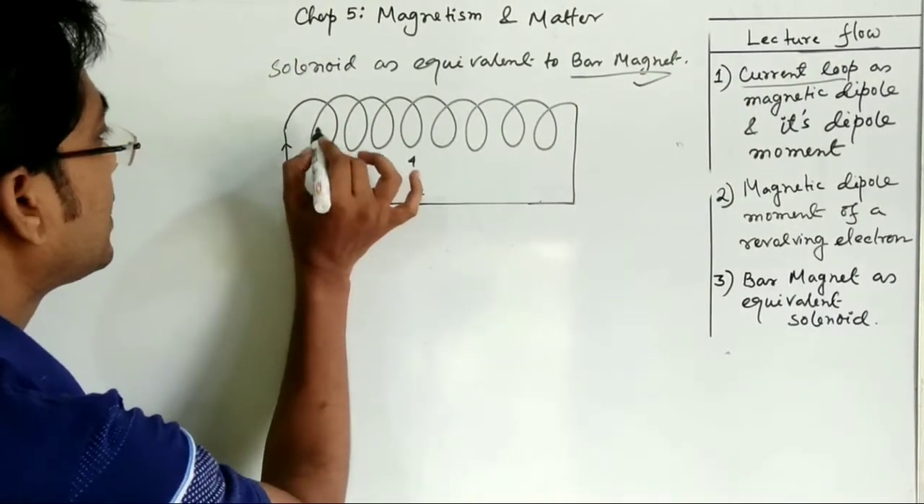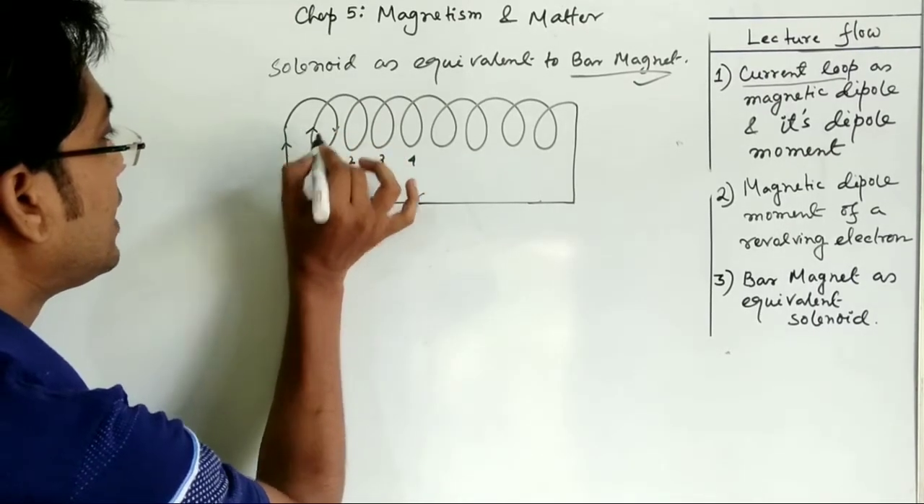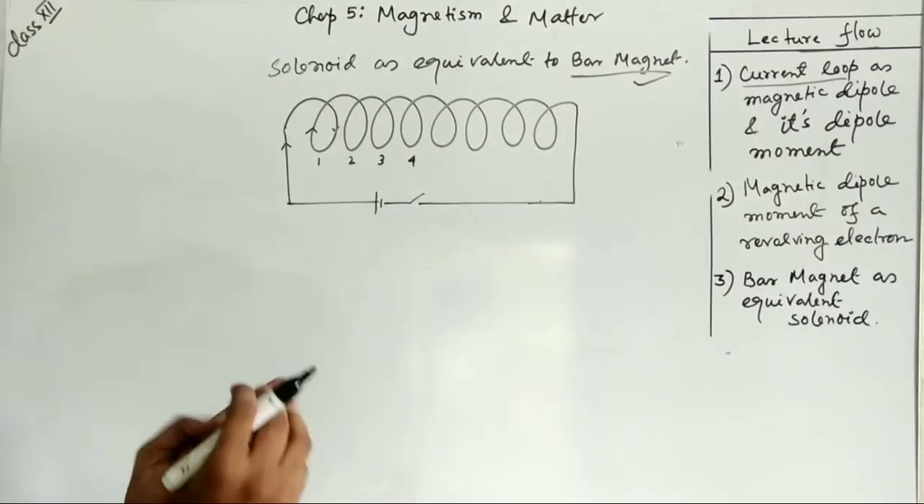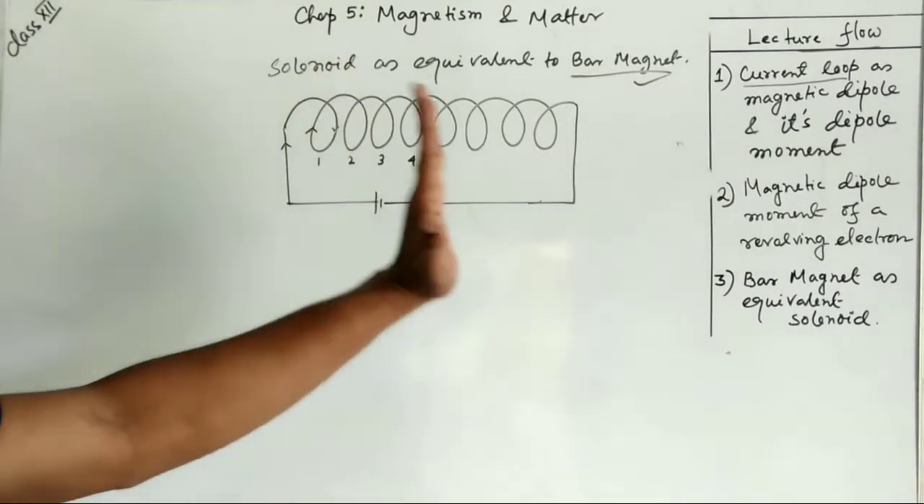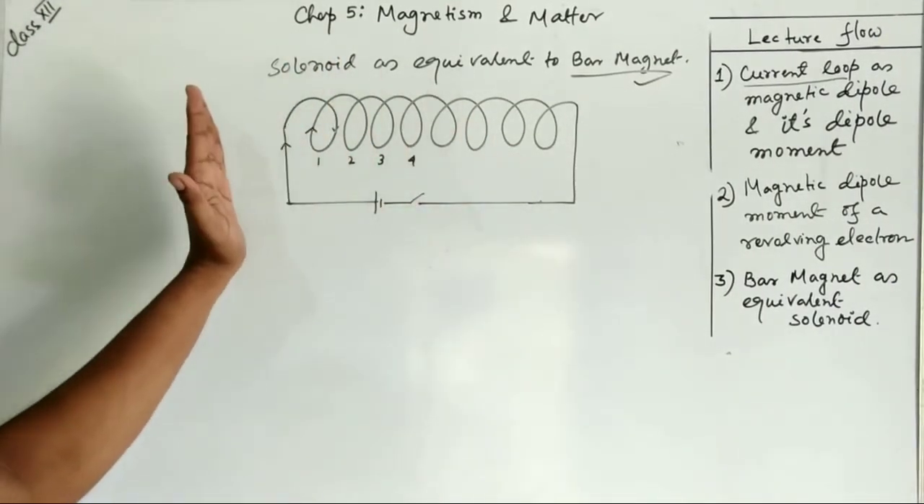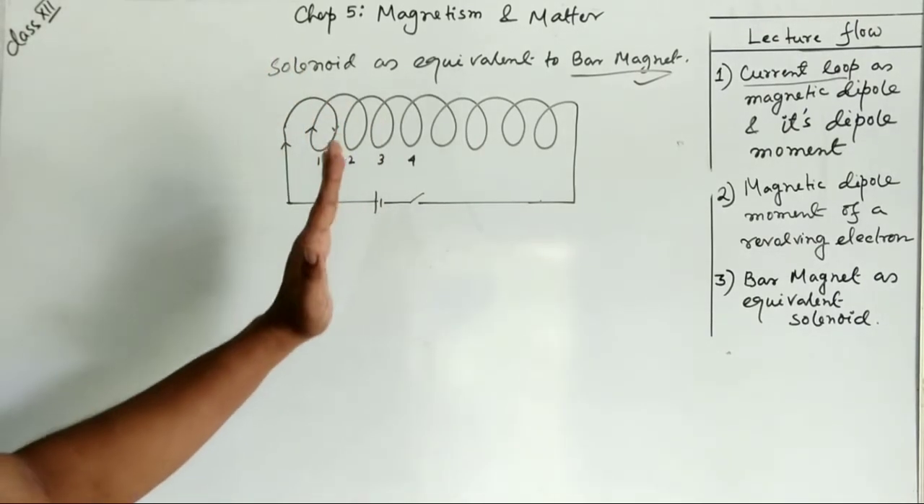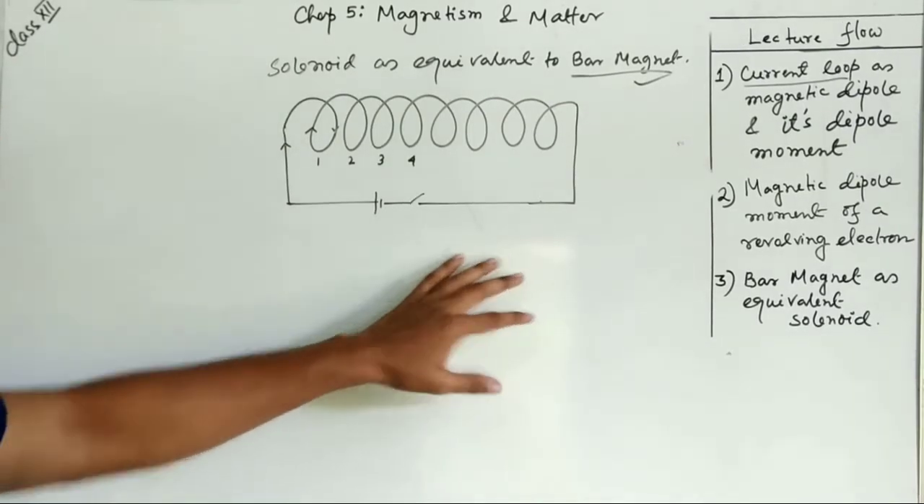So current is flowing in this direction. If current is flowing in this direction, then the right hand side of the loop and the left hand side of the loop behave as the two poles, and which side will be which pole, we will get by the clock face rule also.